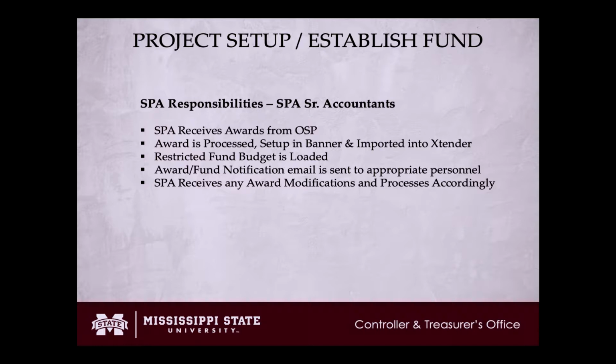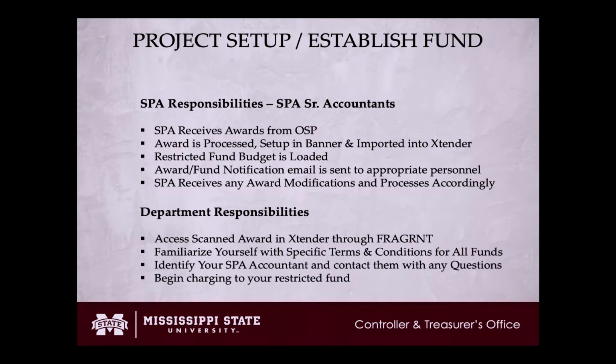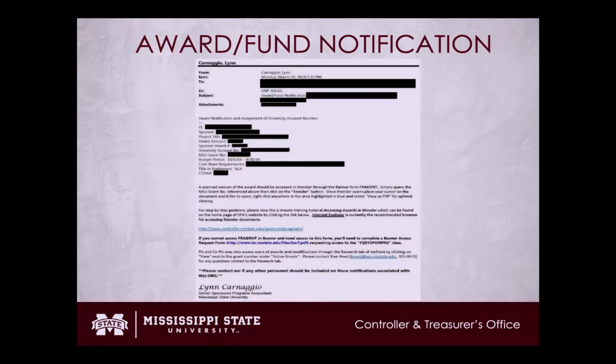SPA also receives award modifications and processes these accordingly. Department responsibilities: access the scanned award in Extender through FraGrant. Familiarize yourself with specific terms and conditions for all of your funds. Identify your SPA accountant, contact them with any questions you may have, and then simply begin charging to your restricted fund. This is an example of a fund or award fund notification that you will receive from our senior accountants.